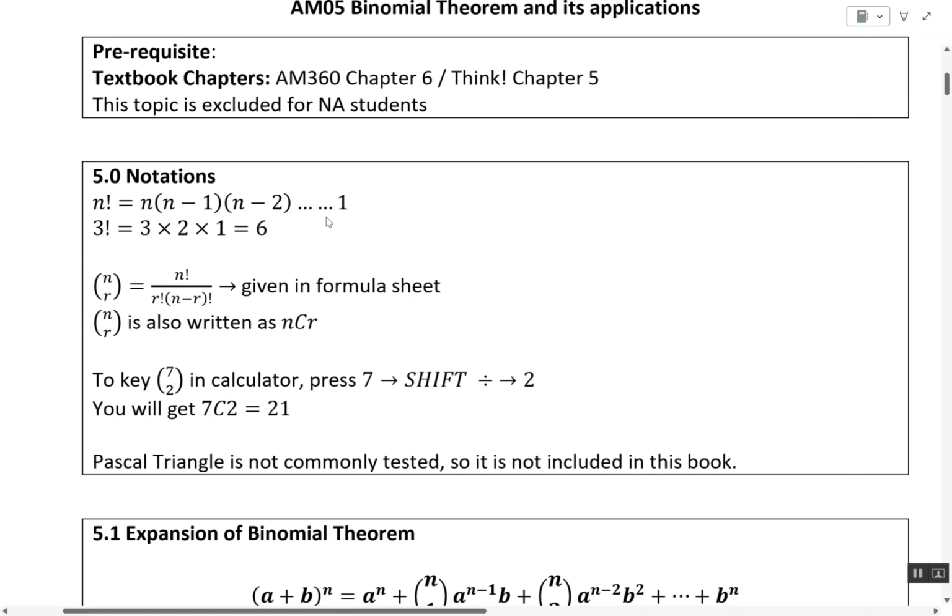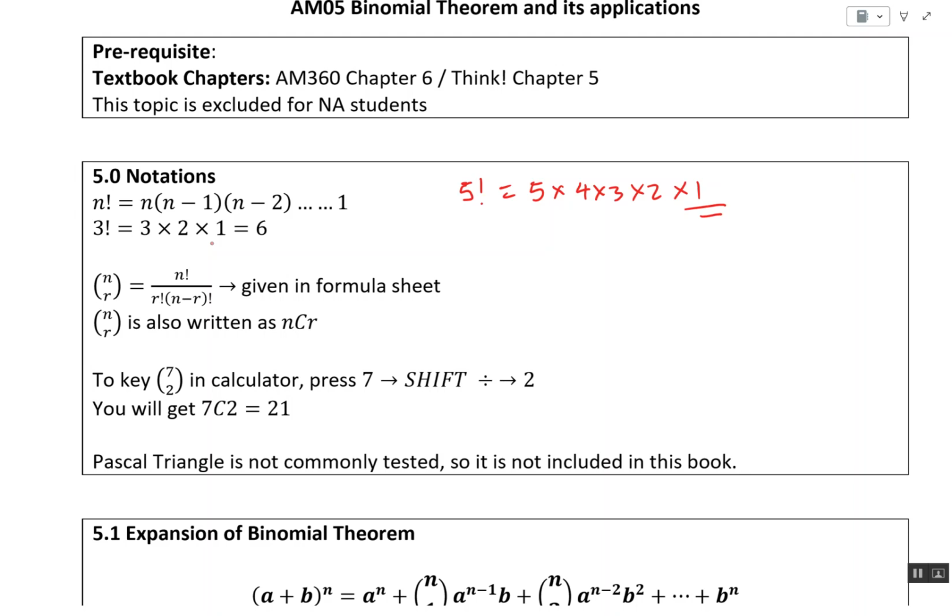How do I get this form here? Let's look at the number form first. If I have 3 factorial, it means I have 3 times 2 times 1. Basically, you multiply by the number subtracted by 1. Similarly, if I have 5 factorial, it will be 5 times 4 times 3 times 2 times 1. So you always multiply by the next number subtracted by 1 until the last number on the right-hand side that you multiply is a 1.